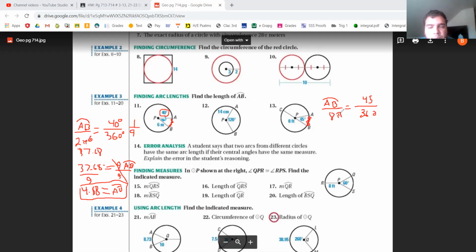Okay? Wait, why? 8 times pi, yeah, or 8 times 3.14. Why is it 8 times pi again? This right here, this 8 represents the whole diameter. Oh, yeah. So that's why you don't have to times by 2. It's not a radius. Shouldn't we say what 8 times pi is? Yes, could you say it for me? Or do you want me to type it in my calculator?